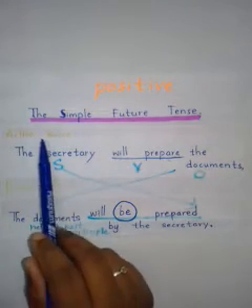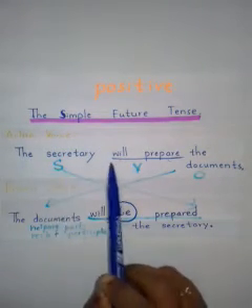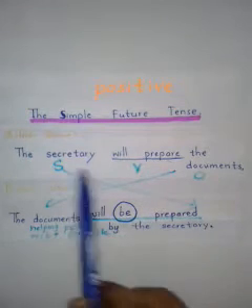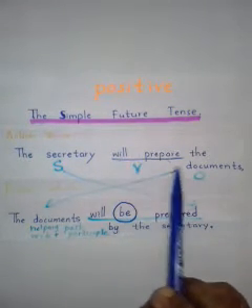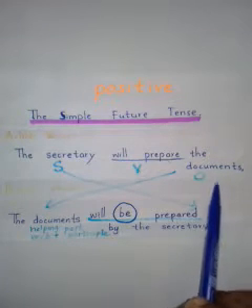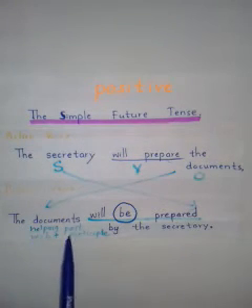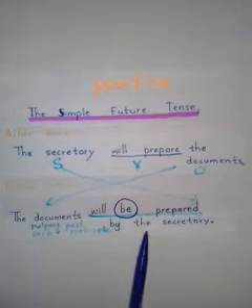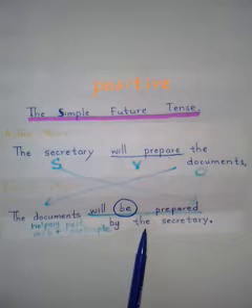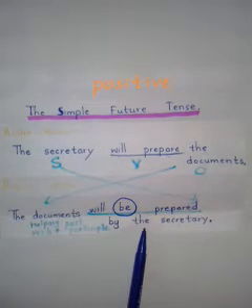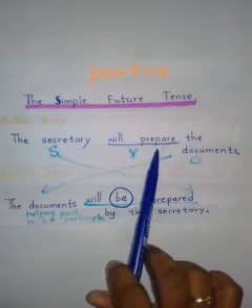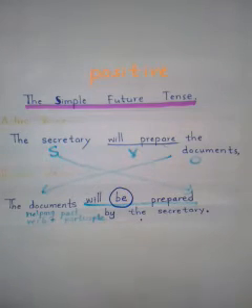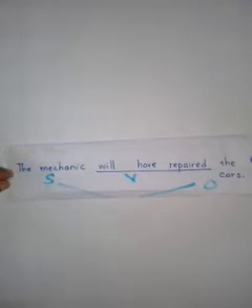Now look at the sentences. Active voice: The secretary will prepare the documents. ලේකම් ලිපි ලේඛන සකස් කරාවි. Passive voice: The documents will be prepared by the secretary. ලිපි ලේඛන සකස් කෙරේවි නැත්නම් සකස් කරනු ලැබේවි. ලේකම් විසින් සකස් කරනු ලැබේවි. Active and passive. Look at our next sentence.